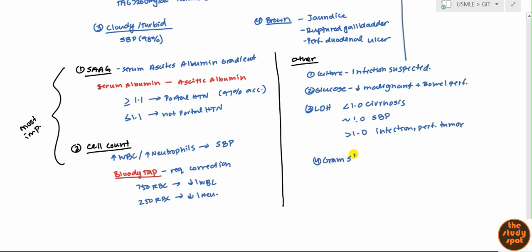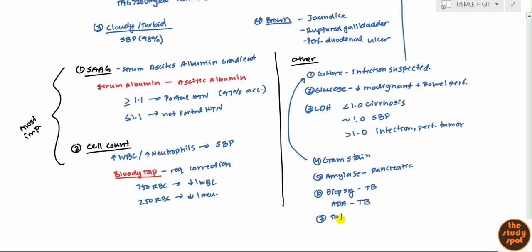Gram stain, kind of like culture, when you're suspecting an infection. Amylase, if you're suspecting some type of pancreatitis. Biopsy is good for TB, and also ADA, adenosine deaminase, is good for TB as well. And total protein as well. That helps you differentiate whether you're dealing with an exudate or a transudate.